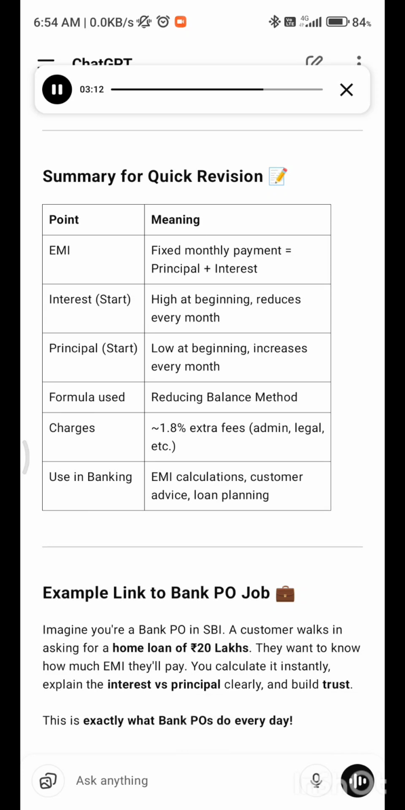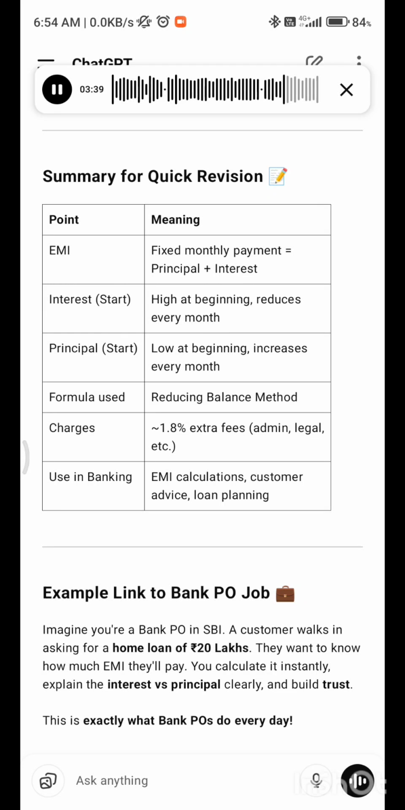Quick summary for revision. Meaning: EMI is a fixed monthly payment equal to principal plus interest. Interest is high at the beginning and reduces every month. Principal is low at the beginning and increases every month. Formula used: reducing balance method, with 1.8% extra charges for fees, admin, legal, etc. Use in banking: EMI calculations, customer advice, loan planning. Example link to the bank PO job.